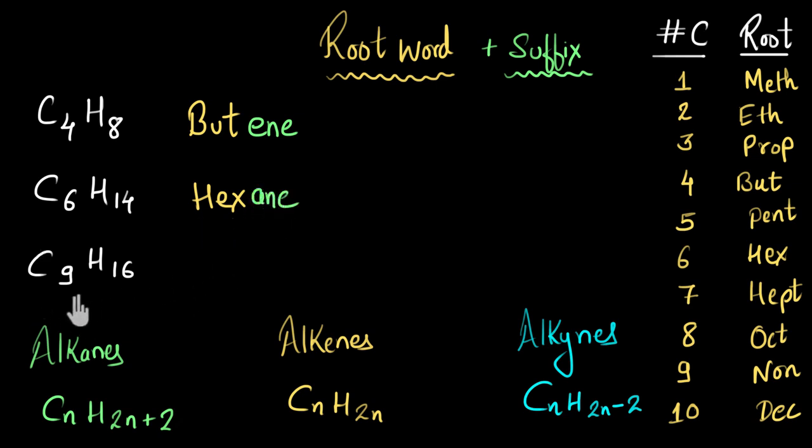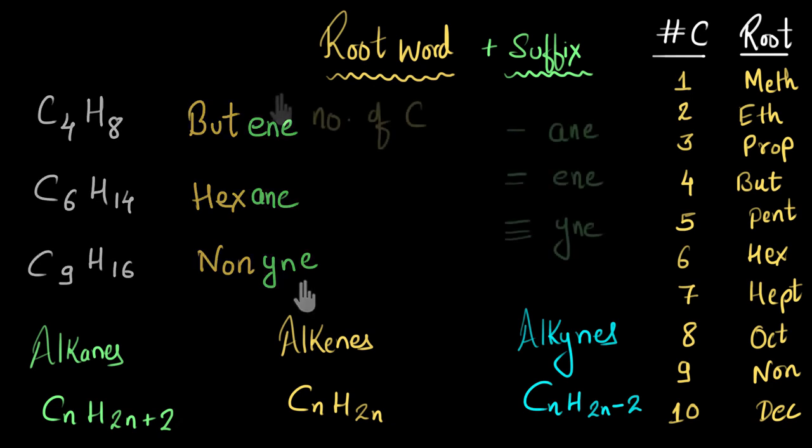Now let's do that for this molecule. This has 9 carbon atoms. So for 9, we use the root word non. And let's see if it's alkane, alkene or alkyne. 9 into 2 will be 18, but the hydrogen number is 2 less than 18. So it will be alkyne, 2 less than twice. So for alkyne, we use the suffix -yne. So the name of this compound is going to be nonyne.